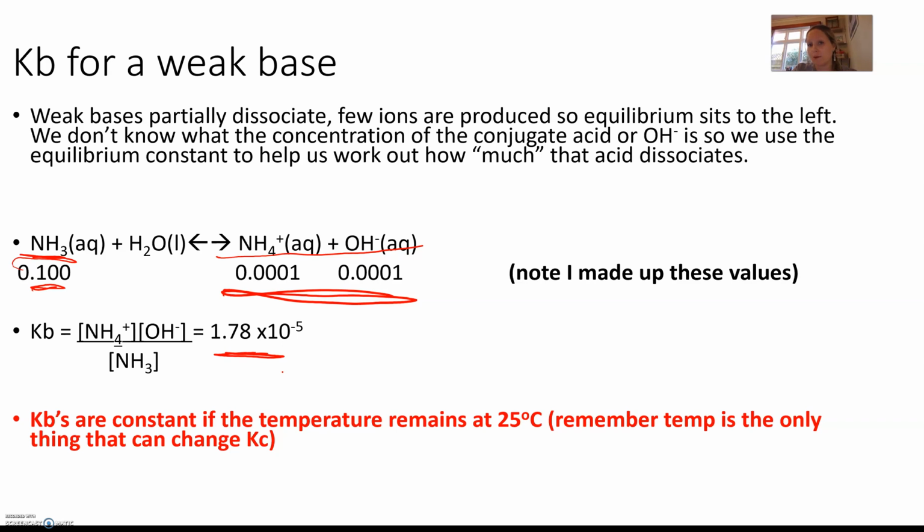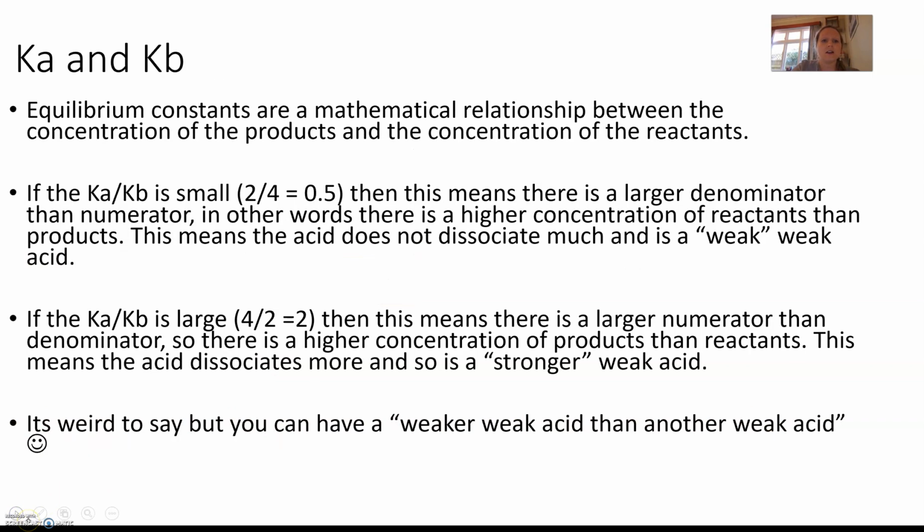And we can look these up on the internet or in resource booklets, and just remember that will change if the temperature changes. So remembering what a Ka and Kb mean, the whole thing is that it's a mathematical relationship between the concentration of the products and the concentration of the reactants.